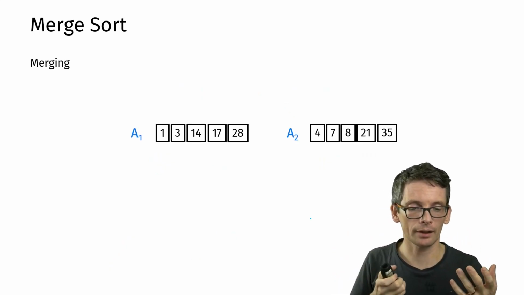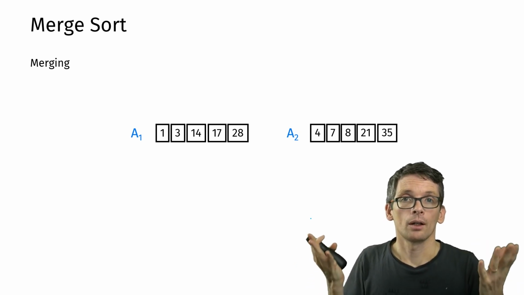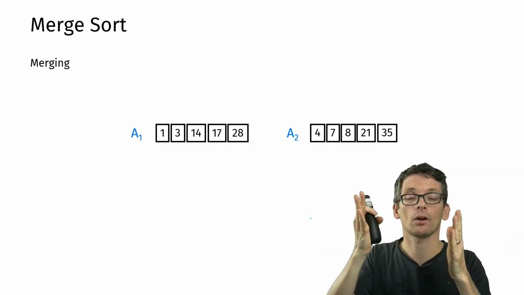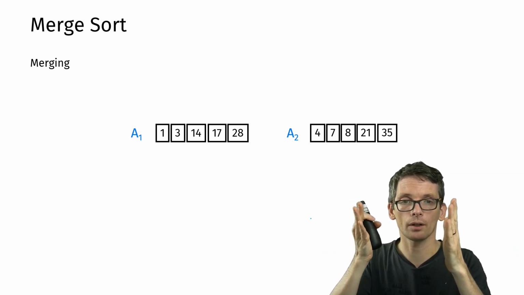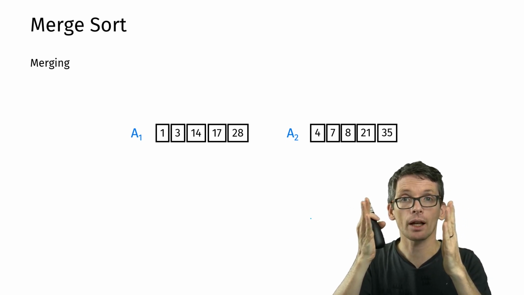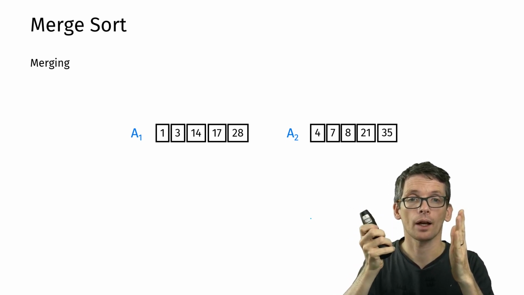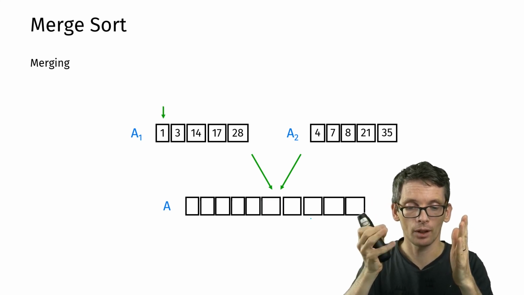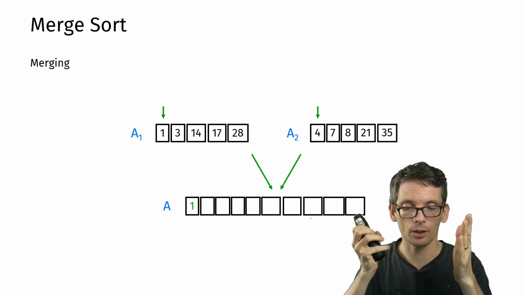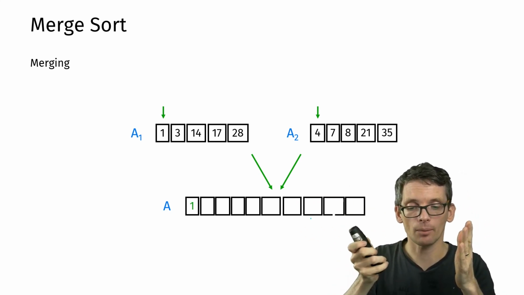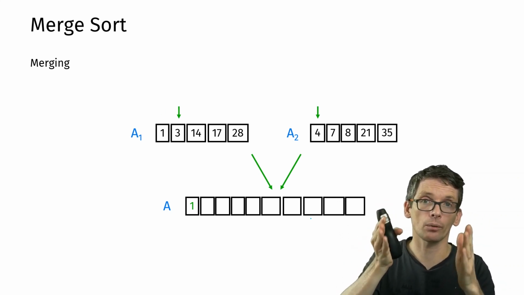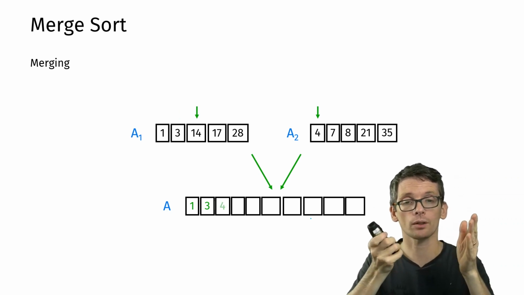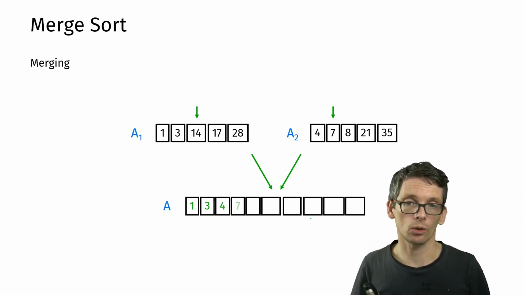Let's say I have A1 and let's say I have A2. How do I merge? I just start at the start of A1 and at the start of A2. And whatever is a smaller element, I will place that at the start of A. So I have 1 and 4. The 1 is smaller. I place a 1 here. Then in A1, I go one step to the right. So I see the 3. I'm comparing 3 and 4. 3 is smaller. I place it there. I go 1 to the right. 14 and 4. 4 is smaller. So I place a 4 here. And so on.